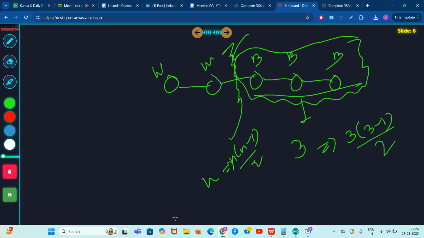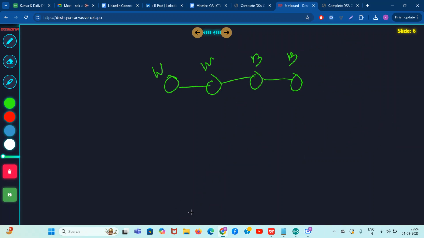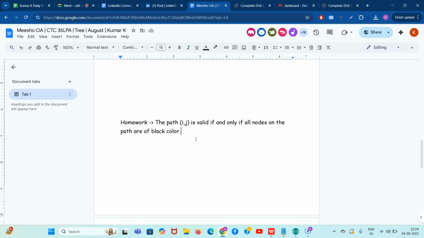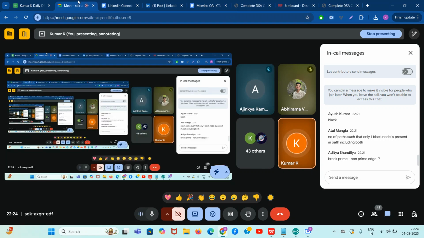This would be a great problem, Aditya Shandilya. We discussed a concept like that, right? So guys, this is the homework. Make sure you try to solve it, okay? Make sure you try to solve it. This is very easy. You guys know these things now or you don't know?